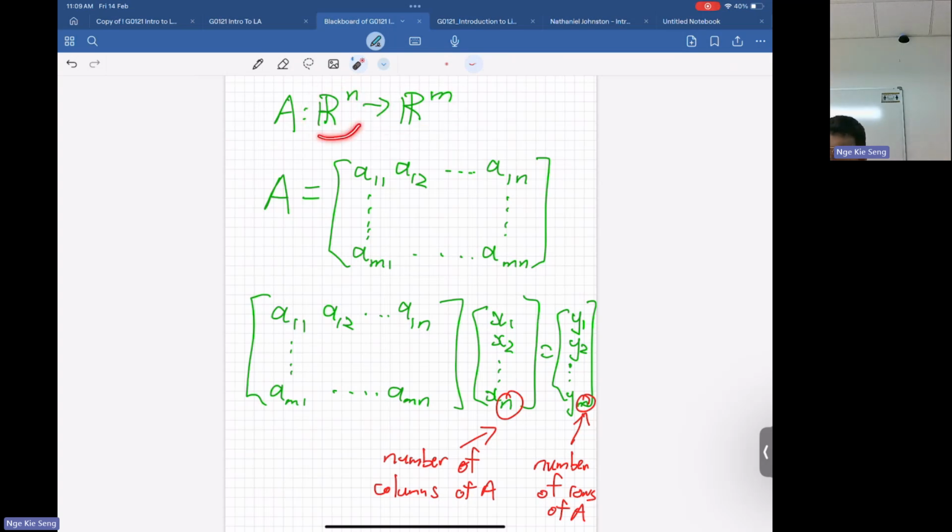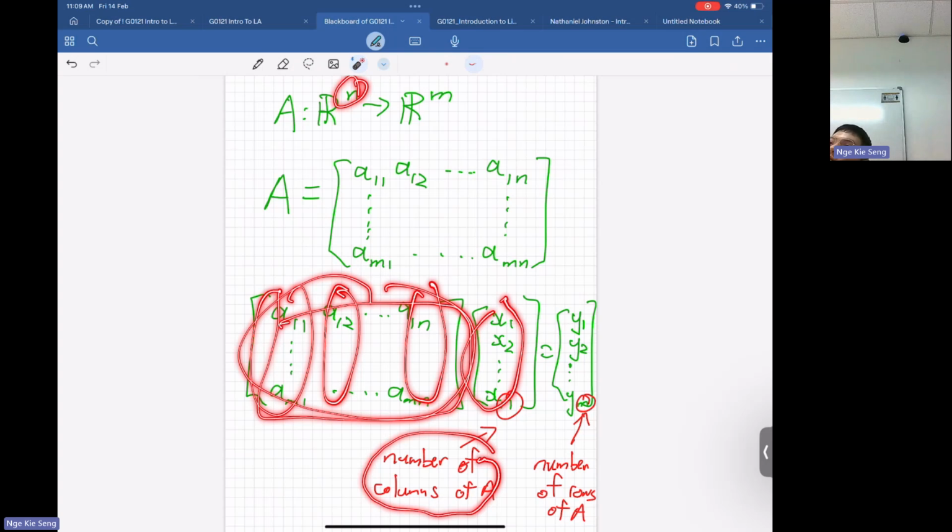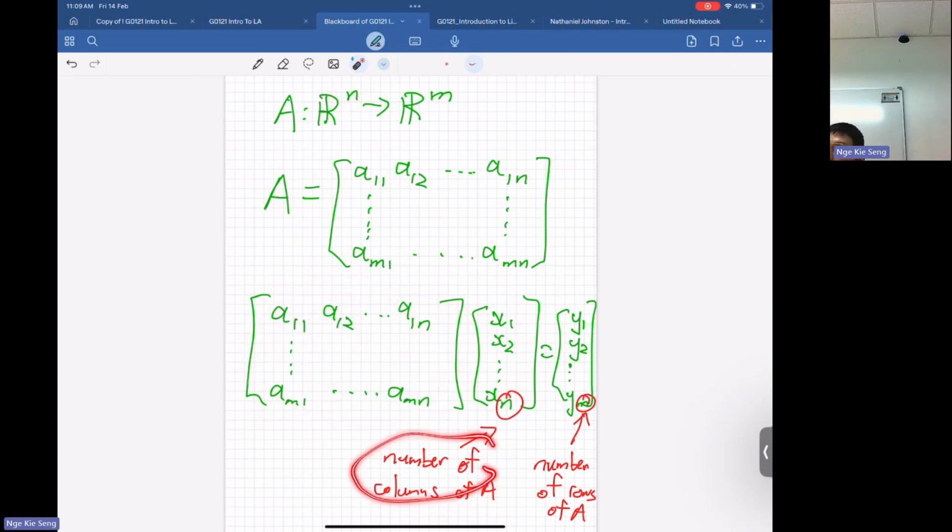So basically, your domain Rn is controlled by the number of columns of A. Because for this matrix-vector product to make sense, you need to split your matrix into columns, and then you count how many coefficients you need. So this is basically the number of columns of A.